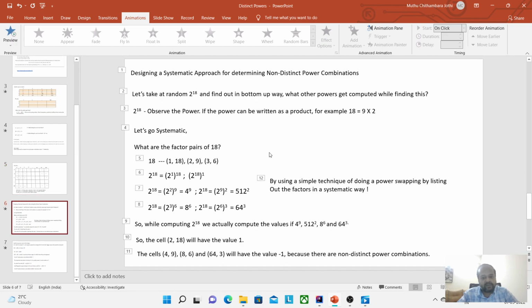And how did we go about listing down all the non-distinct power combinations while computing a smaller power value? By using a simple technique of power swapping. And how did we do the technique of power swapping? By listing down the factor pairs, right? And is that all, or was there a corner case? Yes, there is a corner case if the base is a perfect power.